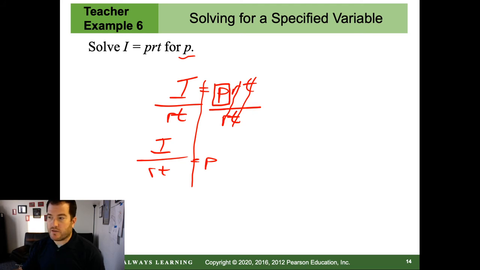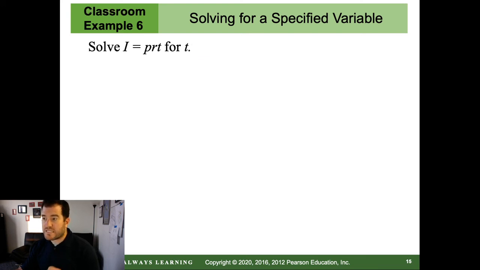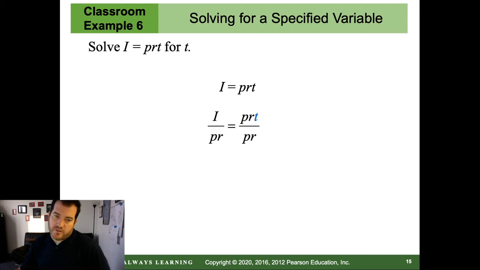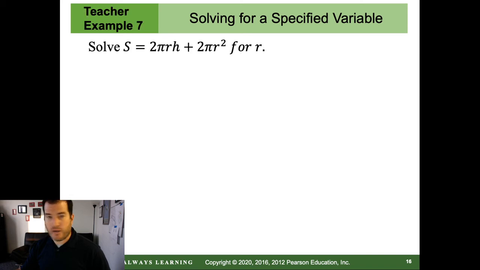You don't have to divide by R and then divide by T. You could just do it all at once. Okay? Go ahead and try this one, solving this time for T. So again, they put the variable they're solving for in blue, but you divide both sides by PR, so we get I over PR is equal to T. And you're good.